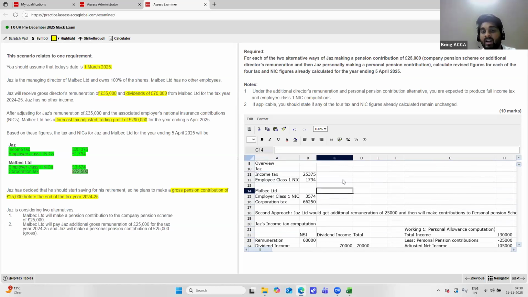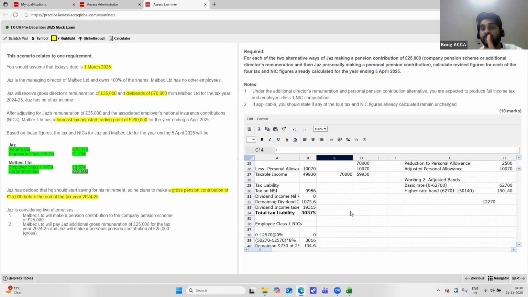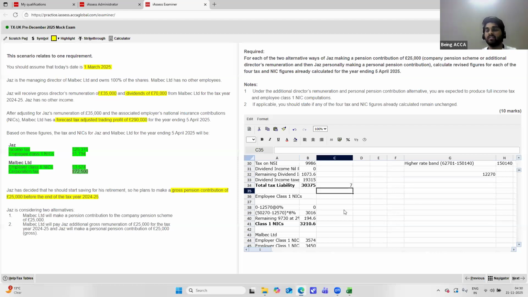For this first part of it, you will be getting 3 marks. And for the second scenario, because it includes all the calculations of income tax, class 1 NIC, employer's class 1 NIC, and corporation tax, this will give you a total score of 7 marks, making a total of 10 marks. And this way, we will be completing our first question.